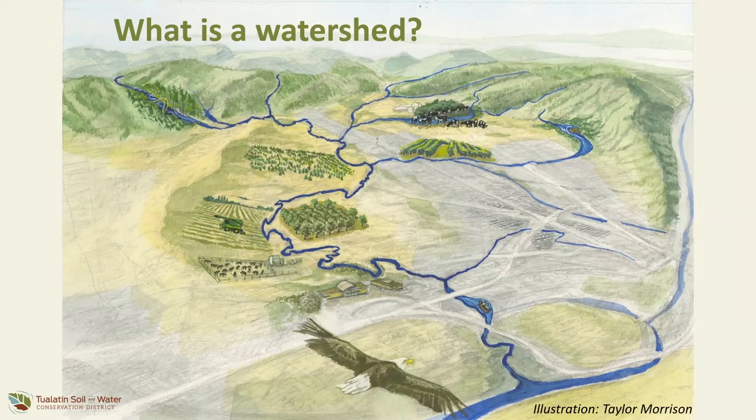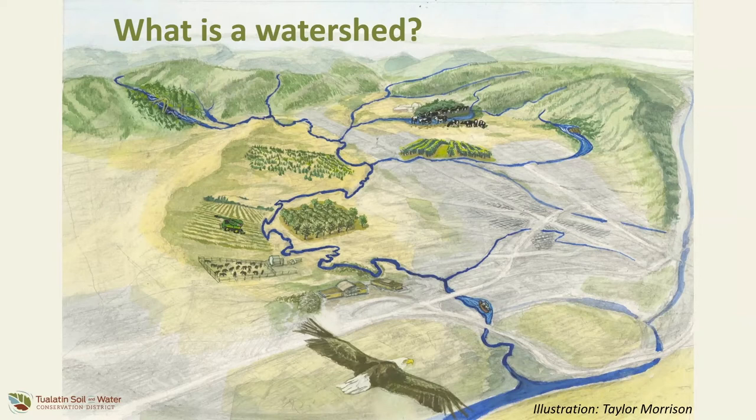A watershed is a drainage basin. So it's an area of land where all the water that falls onto it or runs under it is draining to the same location. And the boundaries of a watershed are defined by the shape of the land. So by the mountain peaks and the slopes and the valleys. And you can think of it as a bathtub.